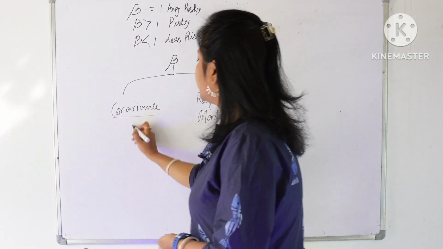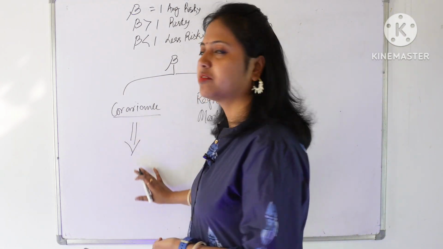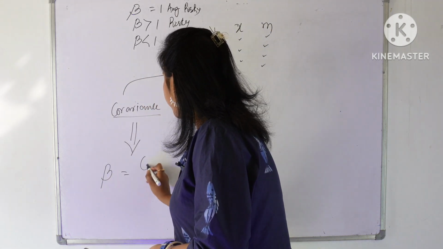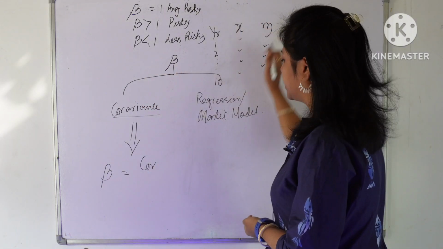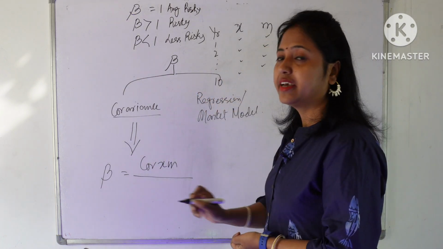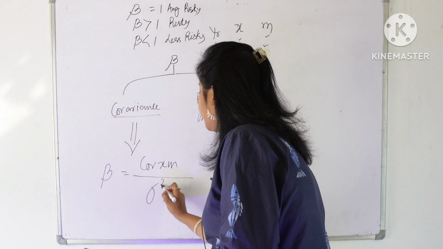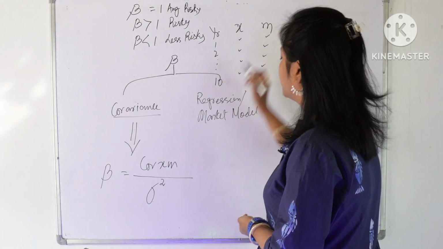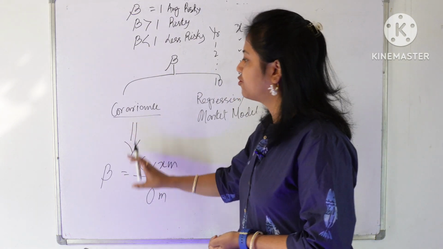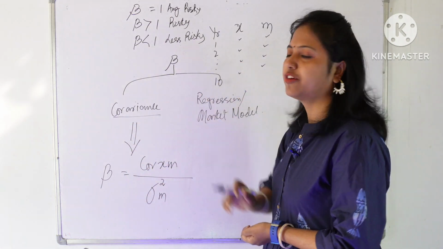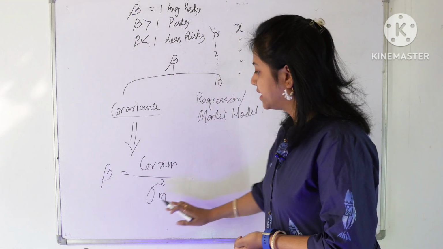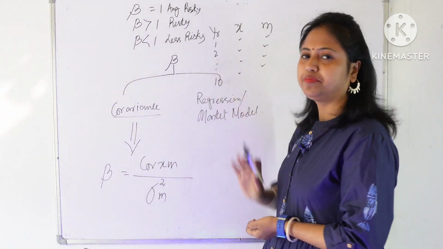So if we have to follow the covariance method for calculating beta, beta is equal to the covariance between X and M divided by the variance of the market, as you know, the variance is denoted by this symbol. So this is the formula of beta under the covariance method: covariance between X and M divided by the variance of the market.